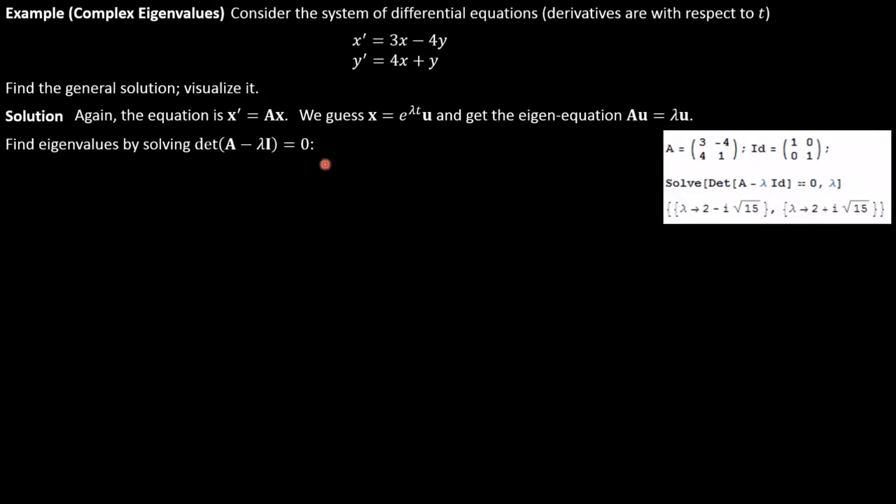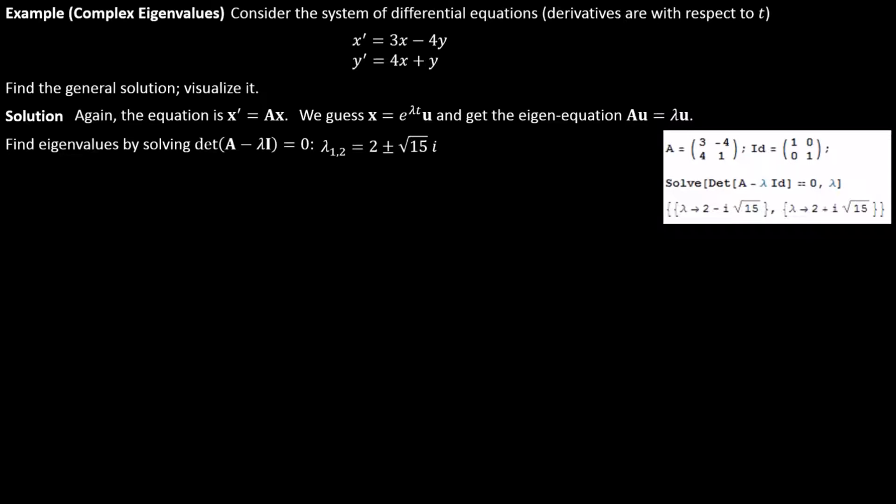So we define A, we define the identity, we solve the eigenvalue equation for lambda, and we get complex roots. Lambda equals 2 plus or minus the square root of 15 i, where i is the imaginary number. So what do we do with these eigenvalues?